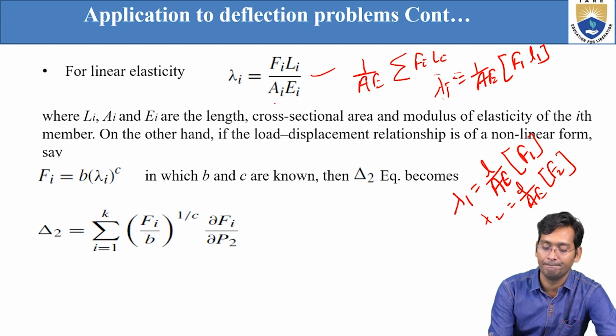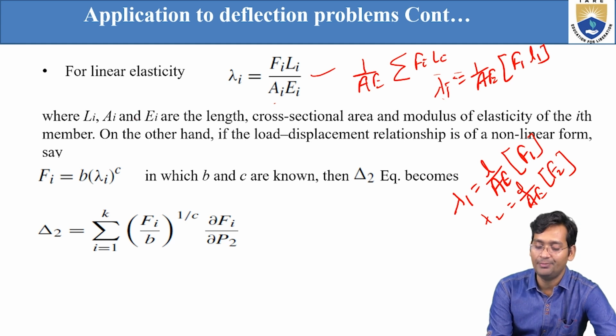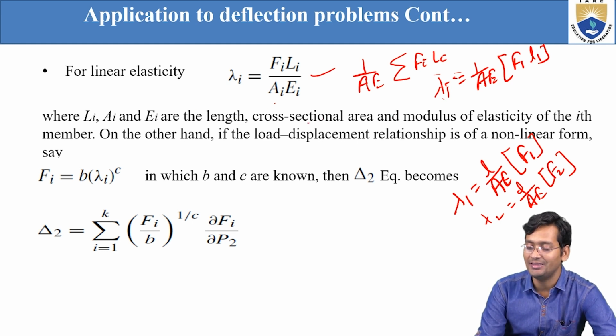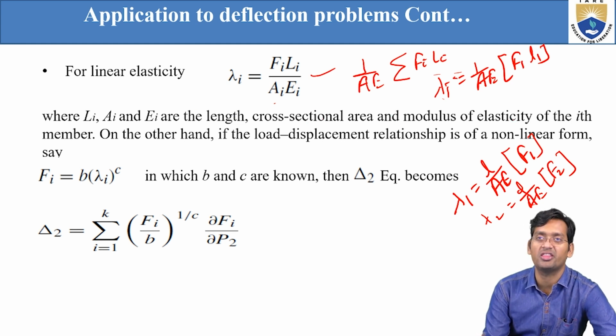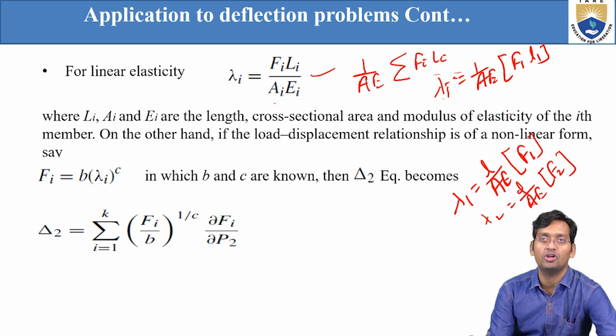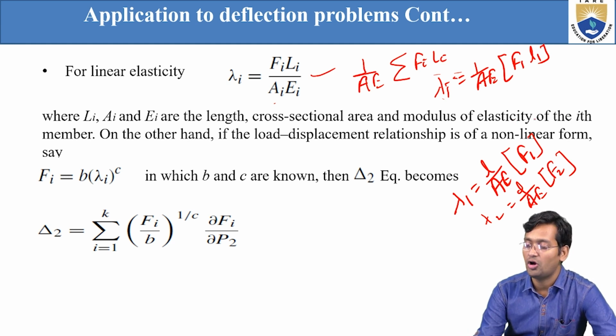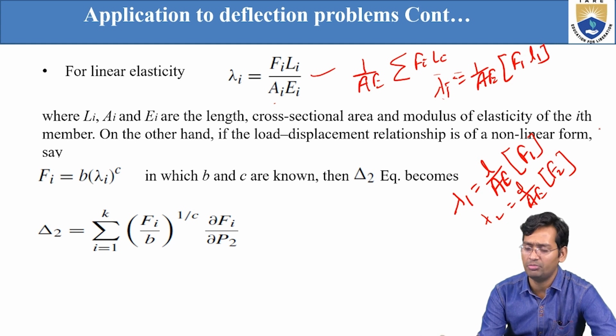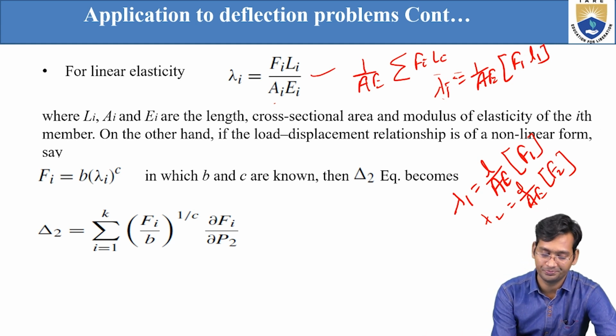Where Li, Ai and Ei are the length, the cross-section area, and the modulus of elasticity, in other words also called Young's modulus of elasticity, of the ith member. So for the first member, it is the modulus of elasticity of the first member.